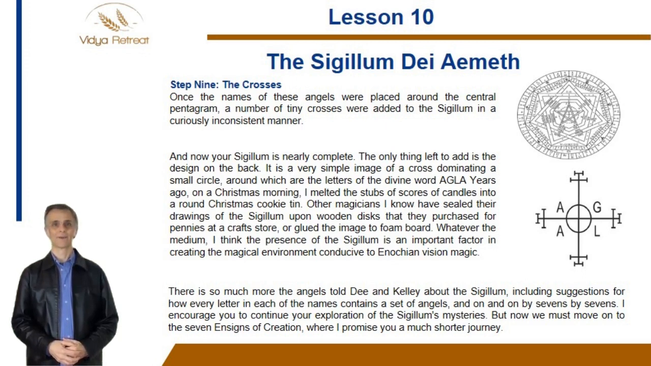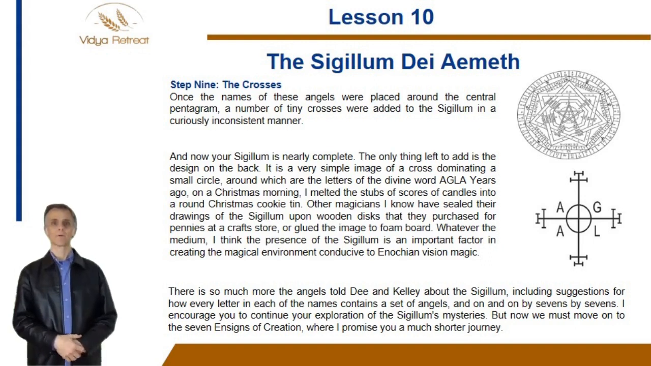It is a very simple image of a cross dominating a small circle, around which are the letters of the divine word Agla. Years ago, on a Christmas morning, I melted the stubs of scores of candles into a round Christmas cookie tin. Other magicians I know have sealed their drawings of the sigillum upon wooden discs that they purchased for pennies at a craft store, or glued the image to foam board. Whatever the medium, I think the presence of the sigillum is an important factor in creating the magical environment conducive to Enochian vision magic.